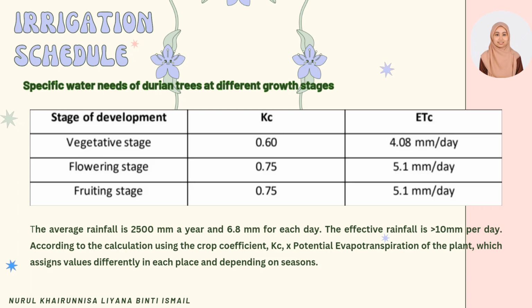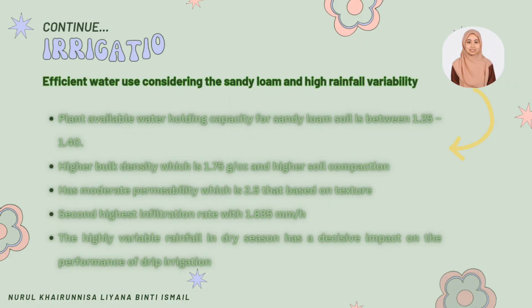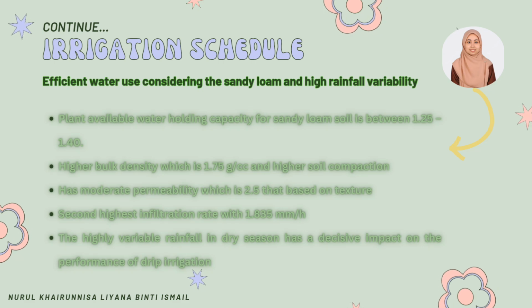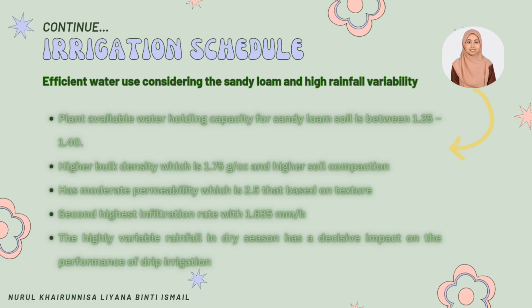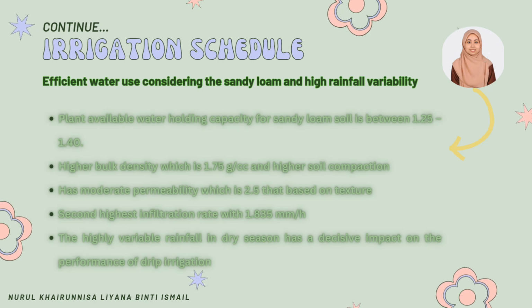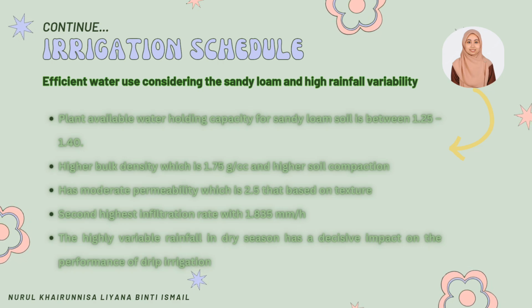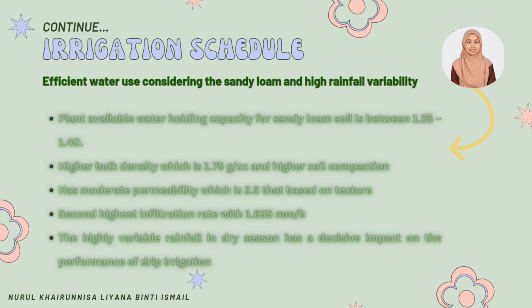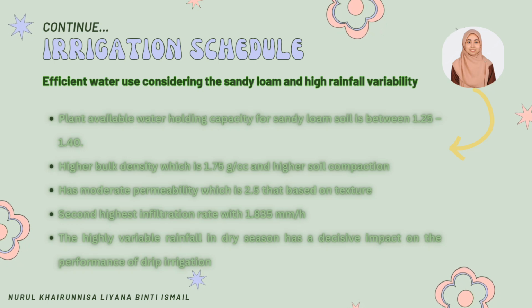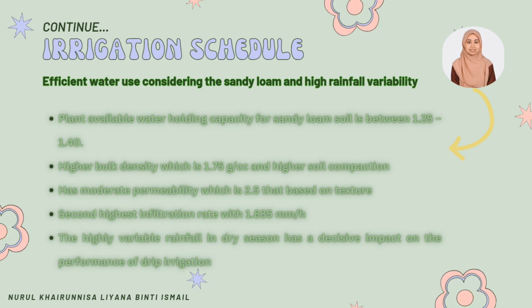Efficient water use considering sandy loam soil and high rainfall variability. First, plant available water holding capacity for sandy loam soil is between 1.25 and 1.40. Sandy loam as medium stature has the highest water holding capacity. Soil texture sandy loam is capable of quickly draining excess water but cannot hold a significant amount of water.